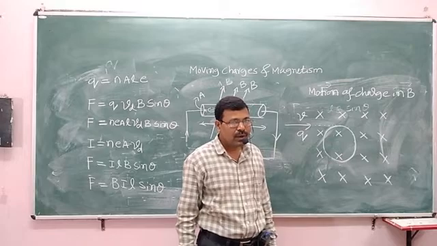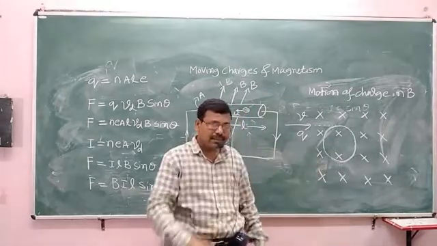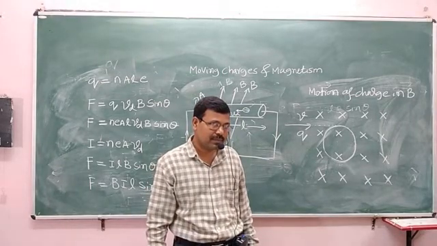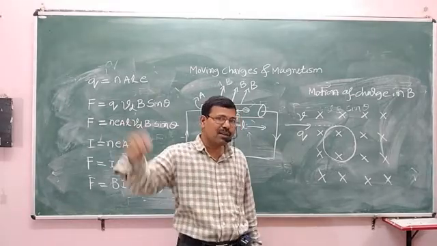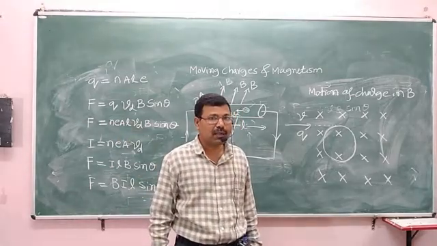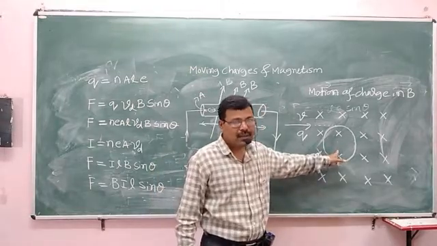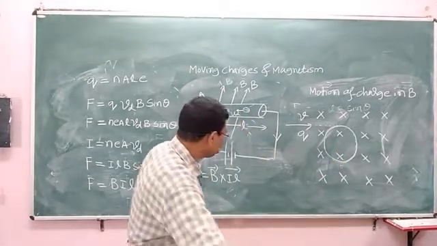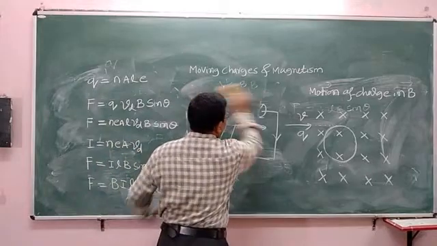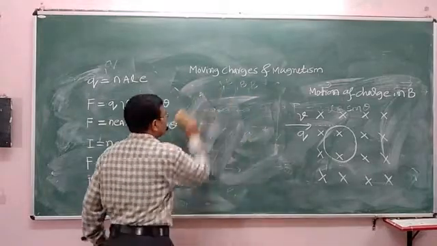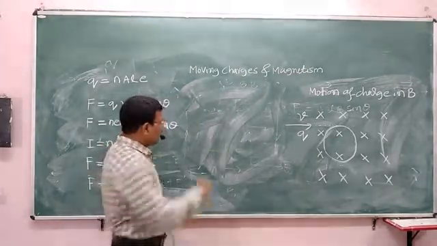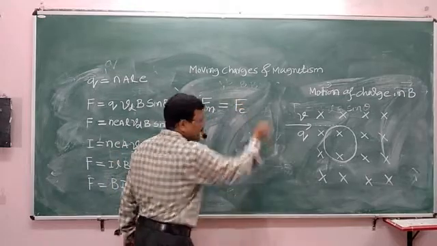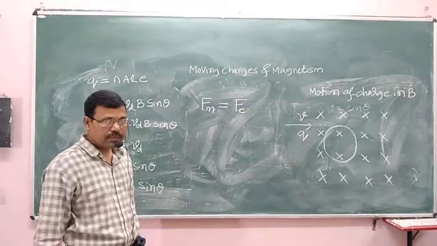force. When a car takes a turn, frictional force provides the necessary centripetal force. For the satellite, gravitational force provides the necessary centripetal force. For the charge, the magnetic force provides the necessary centripetal force. So therefore, we can write that the magnetic force is equal to the necessary centripetal force.